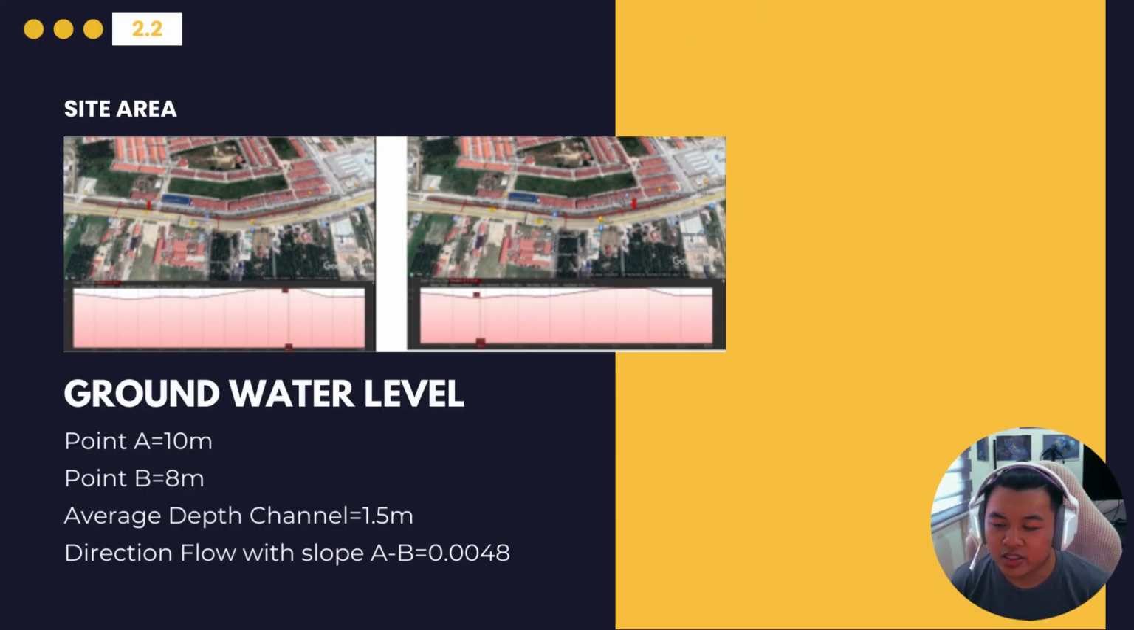As we can see, this is our site groundwater level. From the data that has been observed, the length of the channel is 410 meters. At point A, the ground level is 10 meters, while at point B it is 8 meters. So we assume the average channel depth is 1.5 meters. The direction of flow is from point A to point B, with a slope of 0.00427.